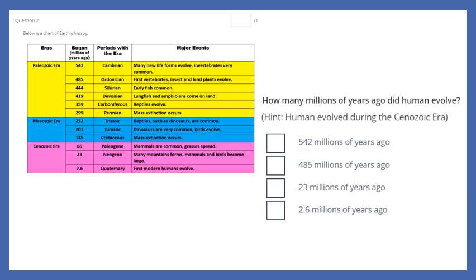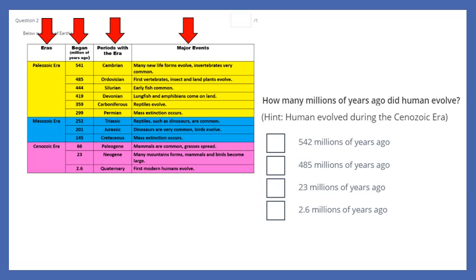So you're going to see this chart on a couple questions. I want you to make sure that you're looking at everything in the chart. So look at the white boxes. That's going to explain what you're looking at. You have eras. You have millions of years ago when this specific era or period began. You have periods. Please remember that you can divide eras further into periods, and you have major events.